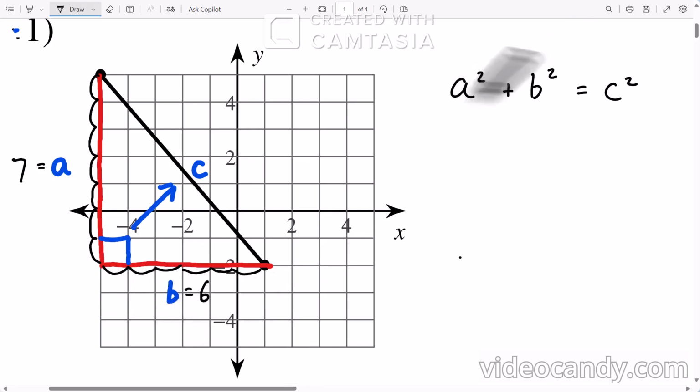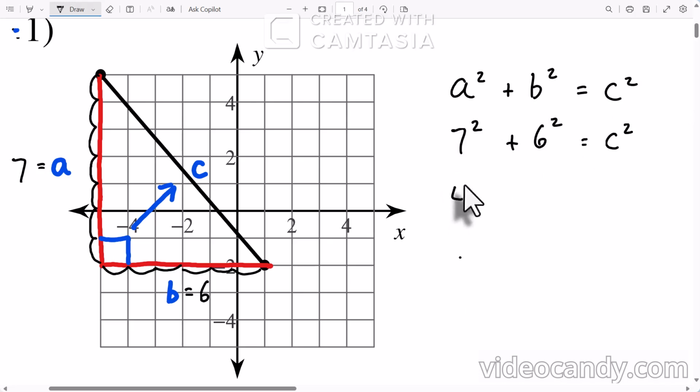So we have the equation here for A squared. A is 7, so A squared is going to be 7 squared. For B squared, B is 6, so B squared is going to be 6 squared. And that equals C squared. Now, some of you may take the square root of both sides at this point. That's perfectly fine. I'm going to write out the rest of it just in case people need it. But you could take the square root of both sides right here in this step.